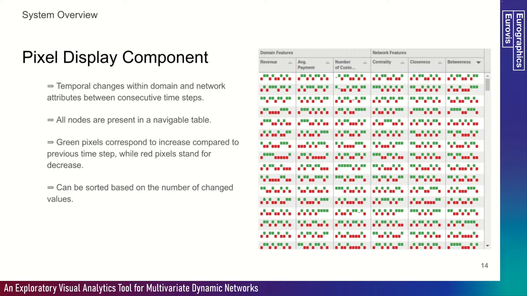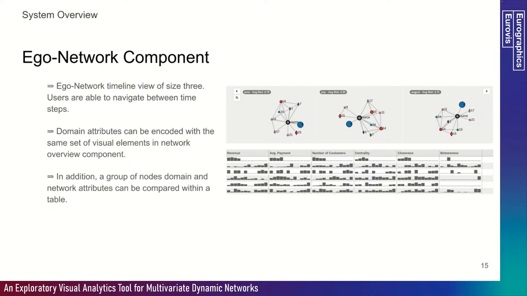Each row in the table corresponds to a node in the network with its domain and topological attributes displayed in the columns. The users are able to directly perceive the change between consecutive time steps. Moreover, they can still obtain the raw value with a hover action. In the EGO network component, a timeline-based view is deployed so that the users are able to observe the difference between EGO networks from consecutive time steps. Here, the same set of visual elements are utilized to encode the domain-specific attributes.